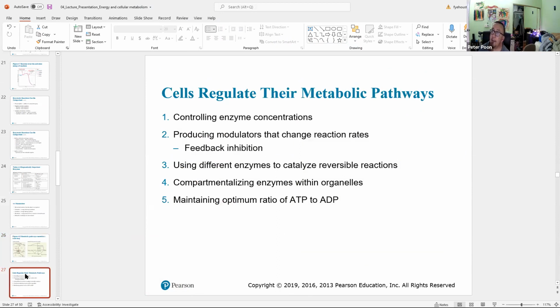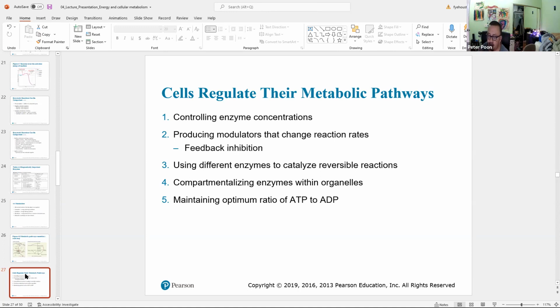All right. Cells regulate their metabolic pathways. It shouldn't come as a surprise to you, but we can't just have everything occur all at the same time, with no rhyme or reason, right? So we need to control our metabolic pathways. We turn some on, we turn some off, depending on our cellular needs at that time. We do that primarily by controlling enzyme concentrations.